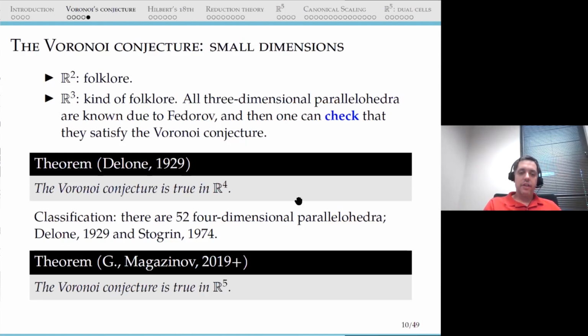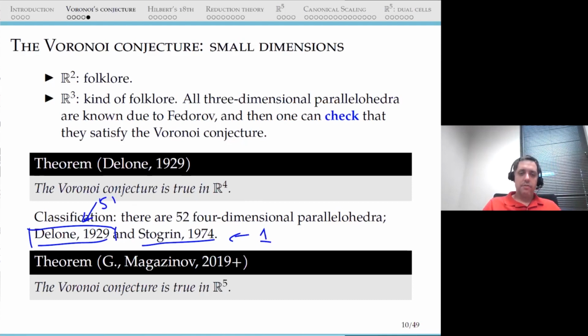For the four-dimensional case, the Voronoi conjecture was proved by Delaunay. First he proved the Voronoi conjecture and then used that to find a classification of four-dimensional parallelohedra. Actually, he found 51 of those parallelohedra, so he missed one. The last one was noticed by Stogrin when he was studying properties of crystallographic groups, right? So he found the additional one. So in total, there are 52 four-dimensional parallelohedra.